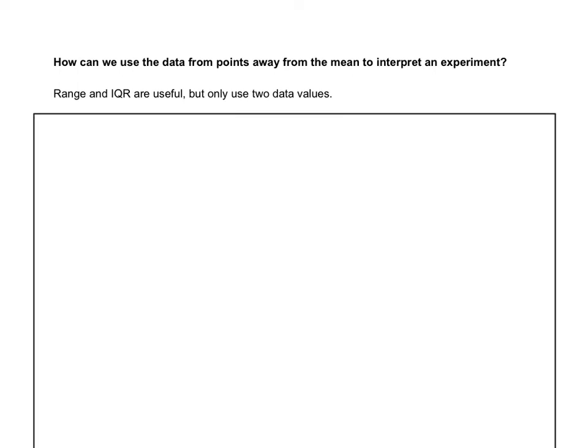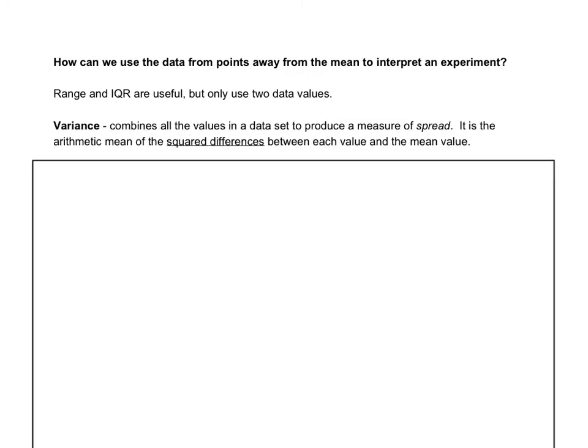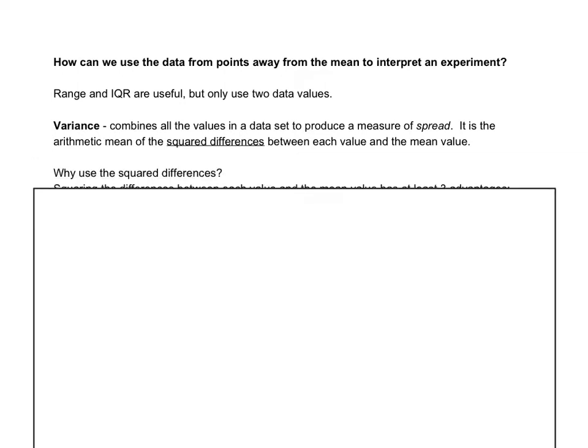So the first idea we're going to talk about is variance. And variance combines all the values in our data set to produce a measure of the spread, how much the data is spread out. Now it's the arithmetic mean of those squared differences, the difference between the mean and each value. And I'll tell you in a minute, we'll talk about why we're squaring those differences.